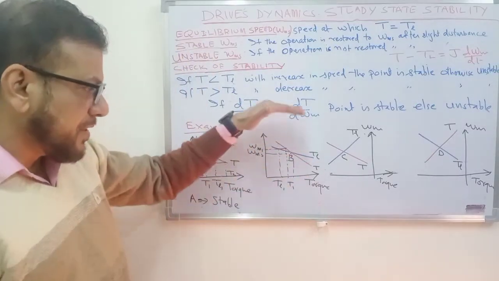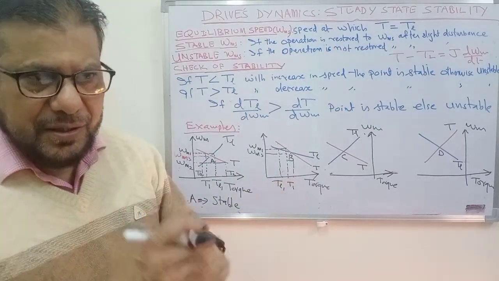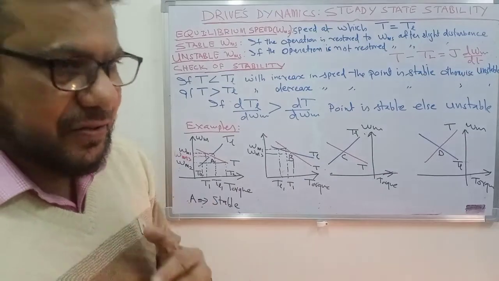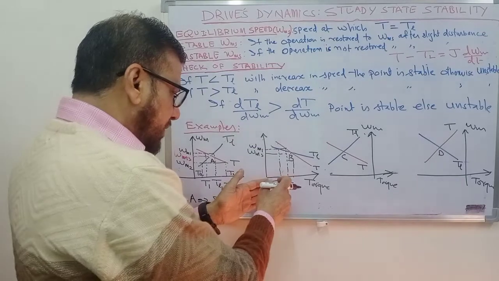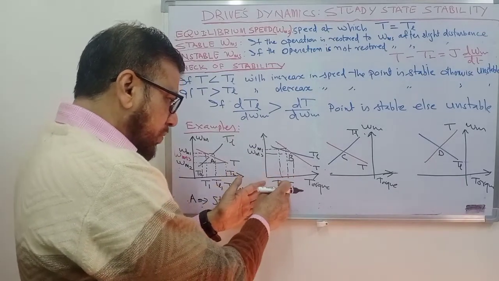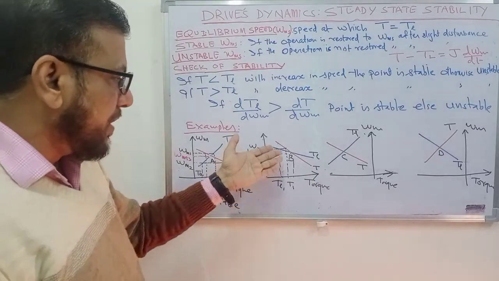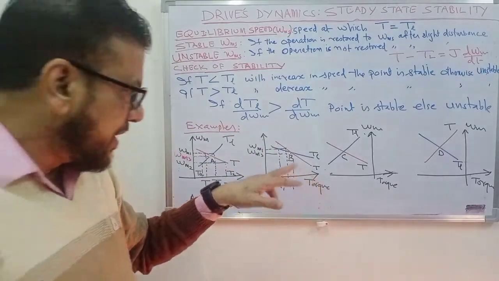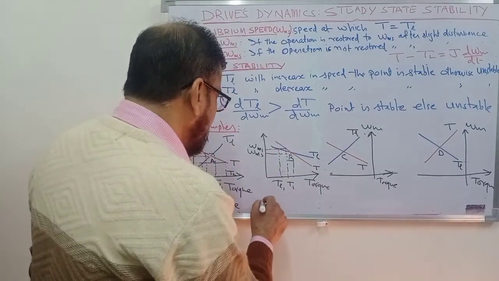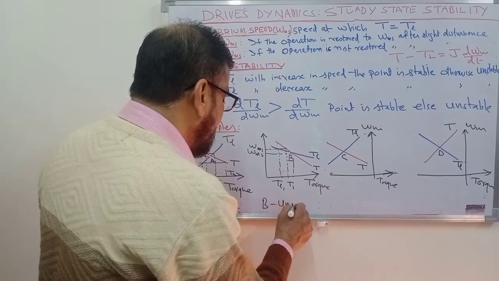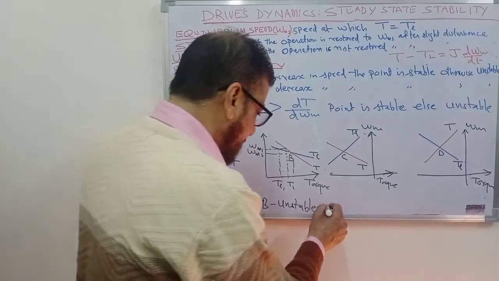The increase in speed causes the motor torque to become more than the load torque. This means that the motor will further accelerate. Speed will increase further, and the load torque will become even less, and the motor torque will become higher. And what will happen? The motor speed will never be restored back, and the point B will never be restored. So you can say that point B is an unstable operating point.